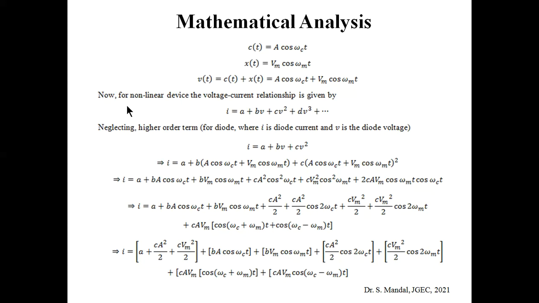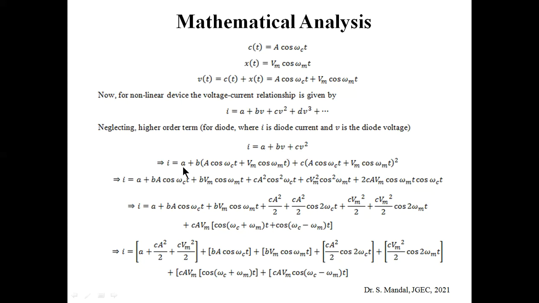However, just for the square law modulator only, we should consider the second order term only, up to the second order term only, and we neglect the higher order terms. Here the current of a nonlinear device such as a diode is expressed in terms of a plus bV plus cV square, where a, b and c are the polynomial coefficients and V is the voltage.